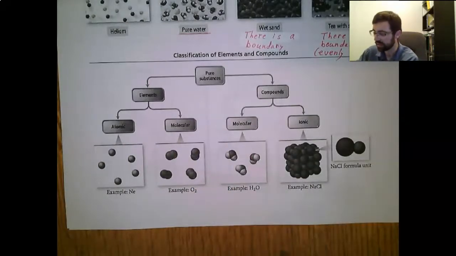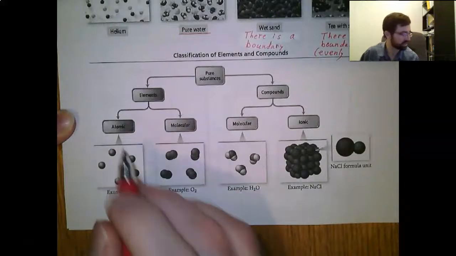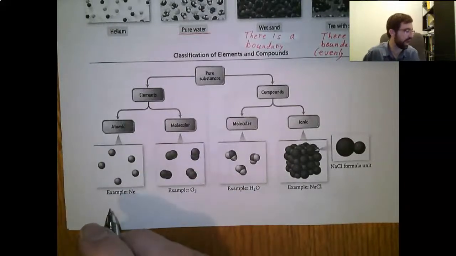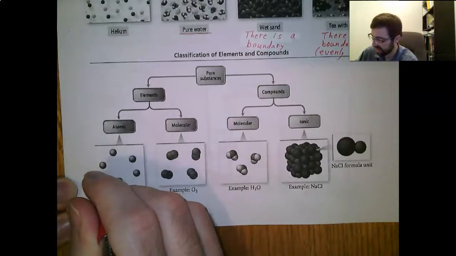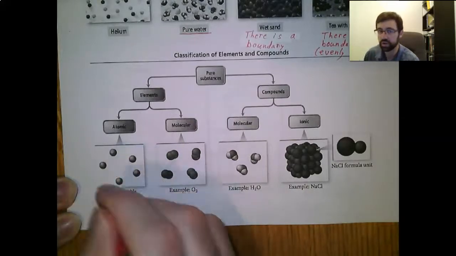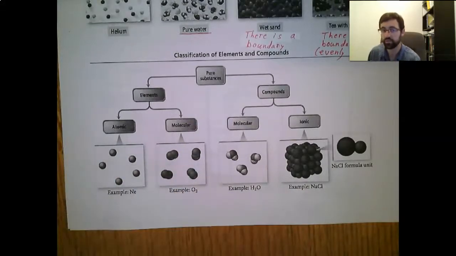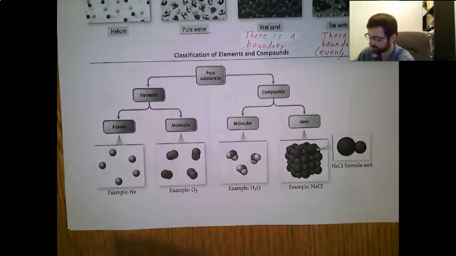So an atomic element, that just means that it's a lone atom. So you see that each of these atoms is a standalone. There's no bond. There's no covalent bond holding them together. They're lone atoms.